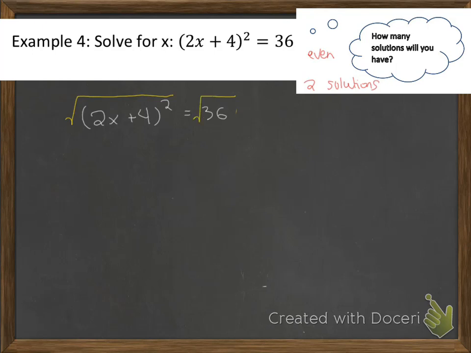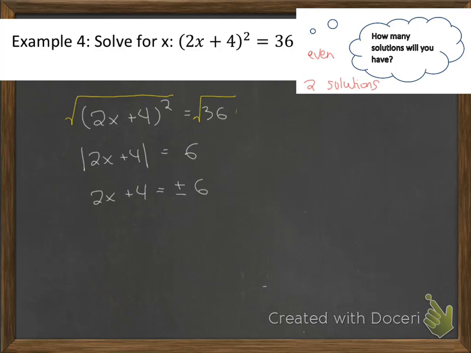Okay? So remember, one way I said is to write the absolute value sign. You could do that if you want. Me personally, I prefer to just jump right into it and just write 2x plus 4 is equal to plus or minus 6. Okay?